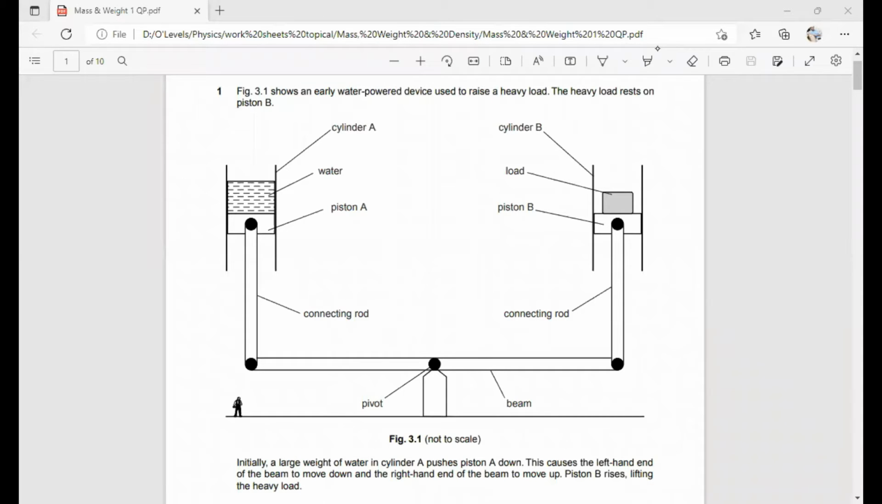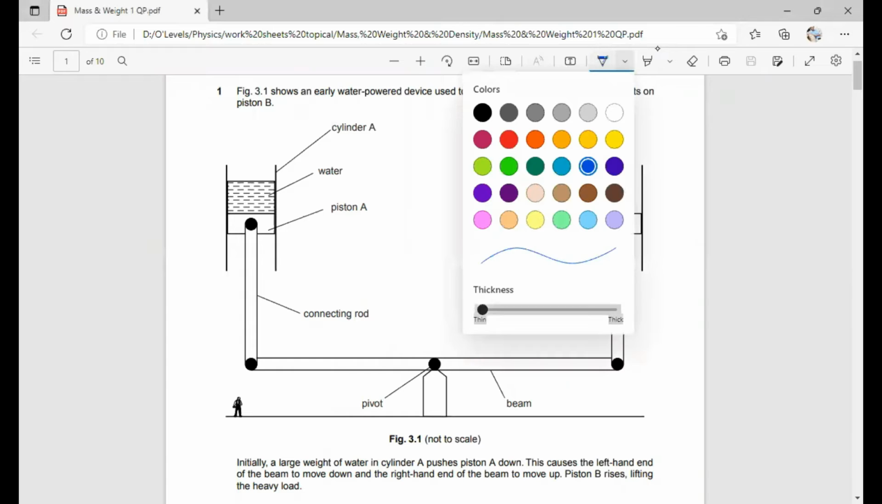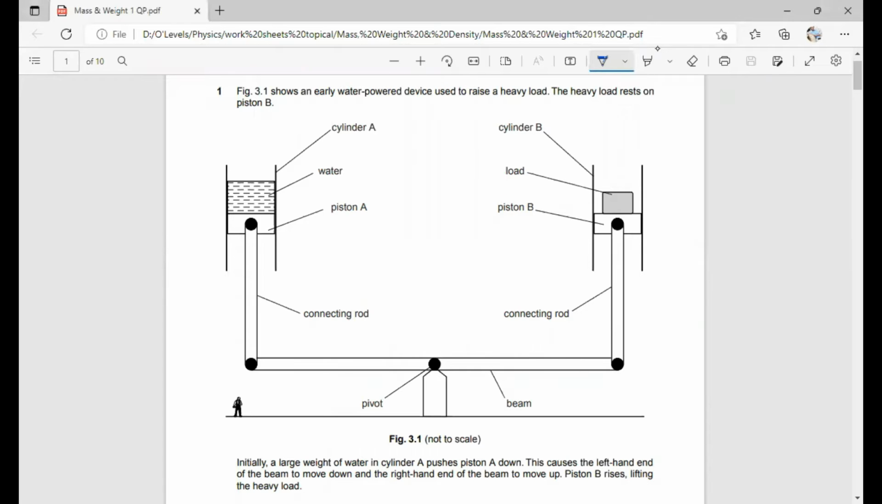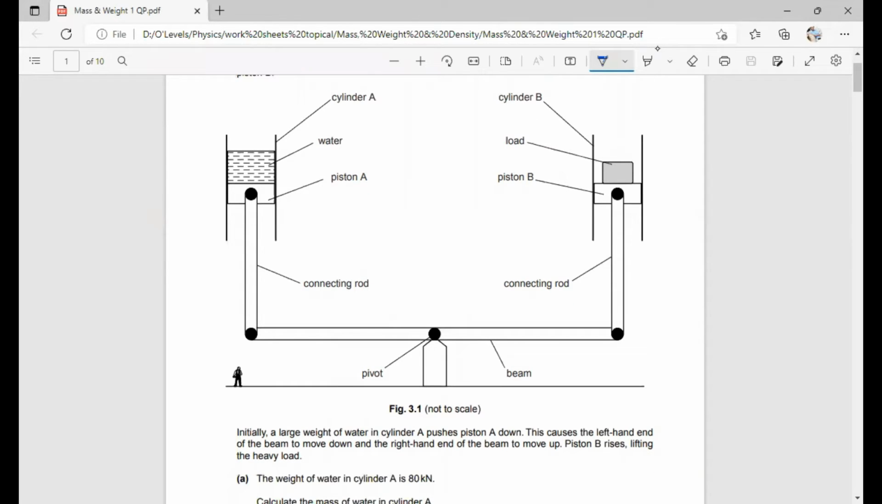Now in question number 1, there is a beam, and in this beam we have two cylinders attached. Cylinder A contains water and cylinder B contains load. Load means a weight, a heavy object. Now initially a large weight of water in cylinder pushes piston down.